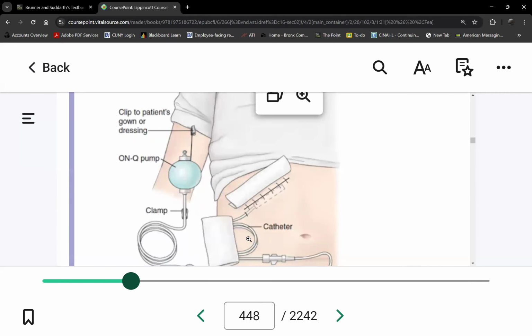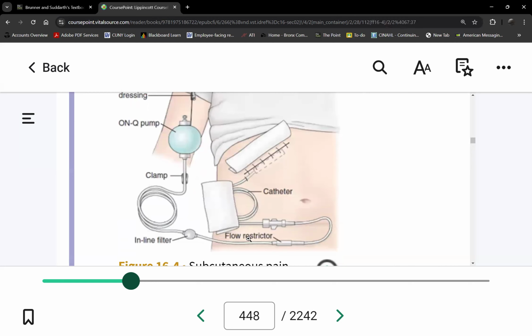Okay. You're familiar with the different types of drains, yeah? You know what a Penrose drain looks like, a JP drain, a Hemovac. These are all fundamentals of nursing. Okay.